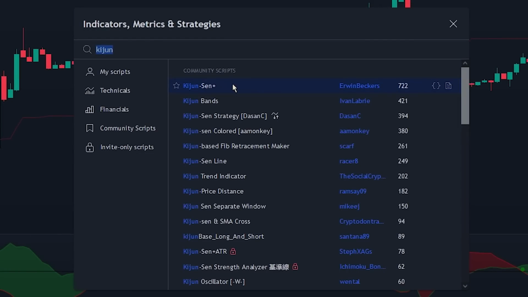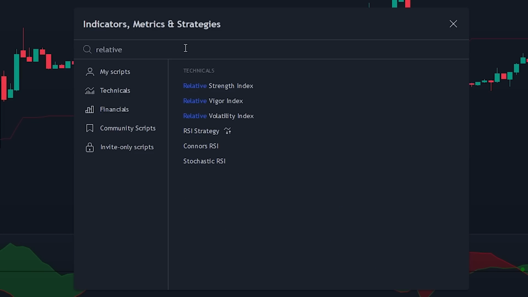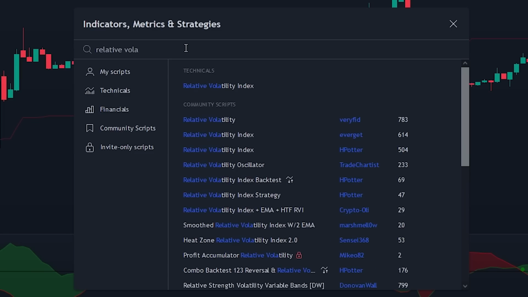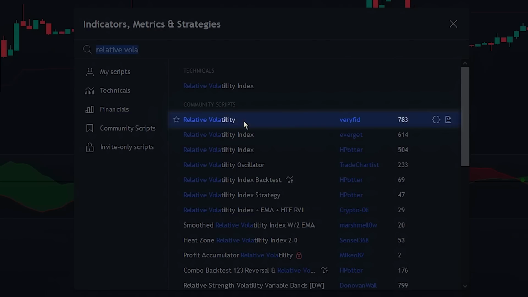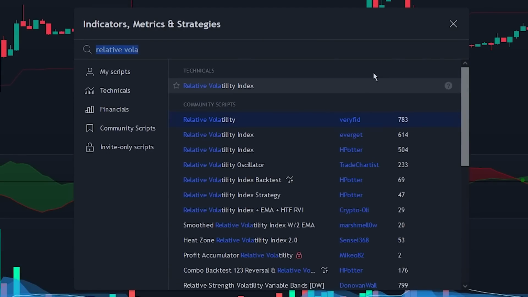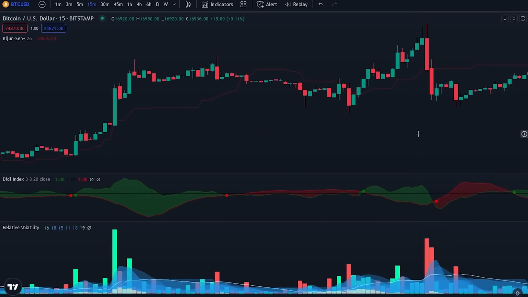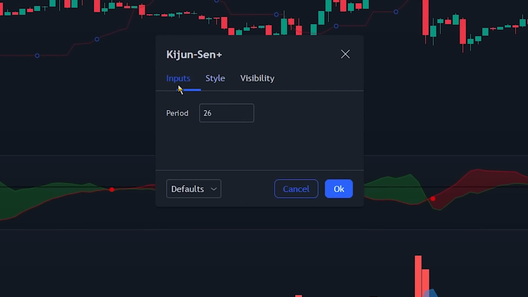The third indicator that we will be adding to the chart is the Relative Volatility indicator. Search for the Relative Volatility indicator and select the indicator made by Verifid. Now let's change the indicator settings to optimize them for the strategy. Let's first change the Kijunsen settings. Head over to the Kijunsen settings and click on the Inputs tab. We'll be changing the period from 26 to 30.